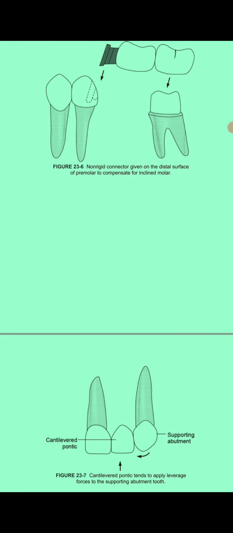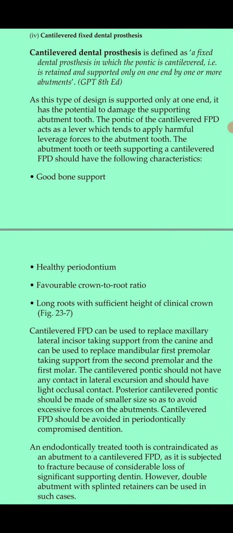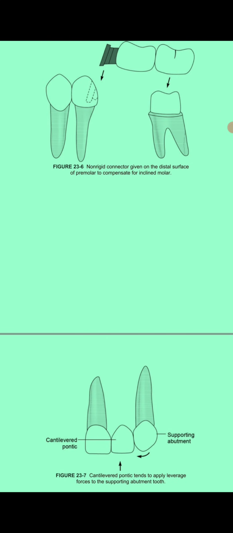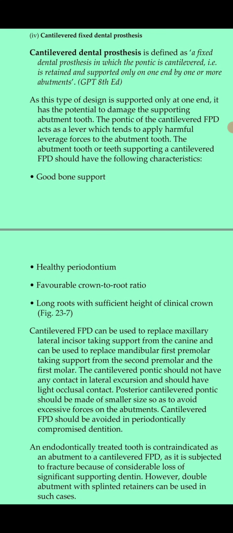Here the cantilever pontic tends to apply leverage forces to the supporting abutment tooth. Now this is a supporting abutment and this is a cantilever pontic. In cantilever, dental prosthesis is defined as fixed dental prosthesis in which the pontic is cantilevered, for example, retained and supported only at one end by one or more abutments. Support is from one end. Look at it, only support is from canine but not from incisor.